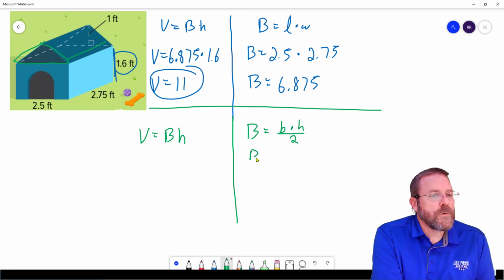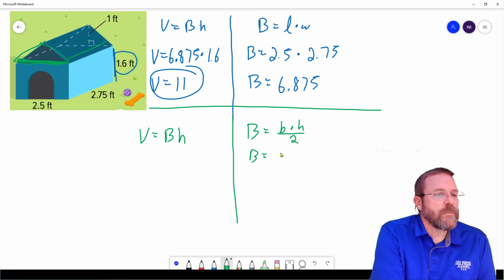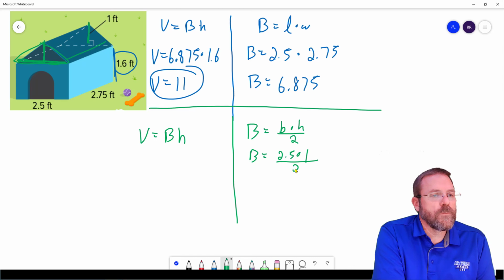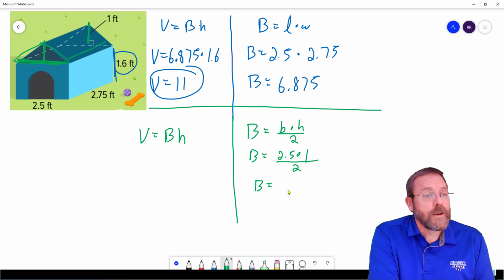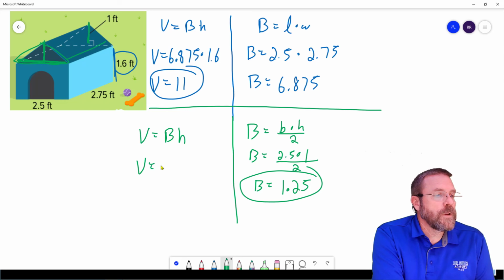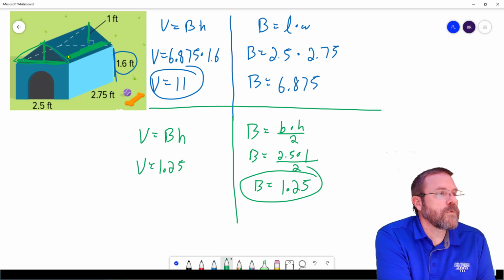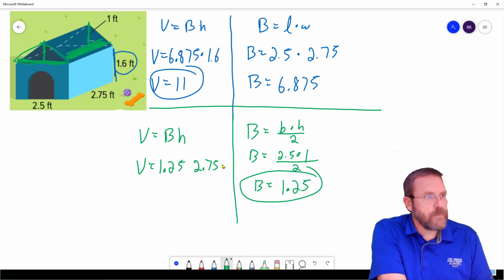So the base area is going to equal, I have a base which is this distance here, and that's going to be 2.5, times the height, which is right there, 1, all divided by 2. So my base area, 2.5 times 1 is 2.5. Divide that by 2, it's going to be 1.25. Now we're plugging in over here. 1.25 times the height of the triangular prism, this right here, that's going to be 2.75. Oops, put in my multiplication symbol.